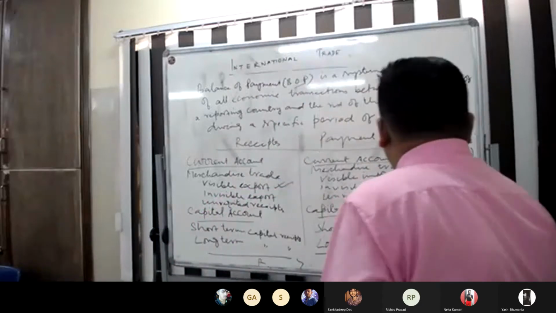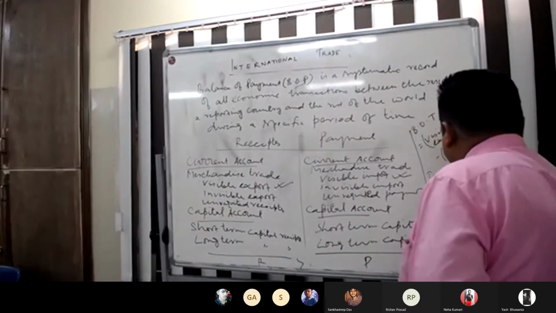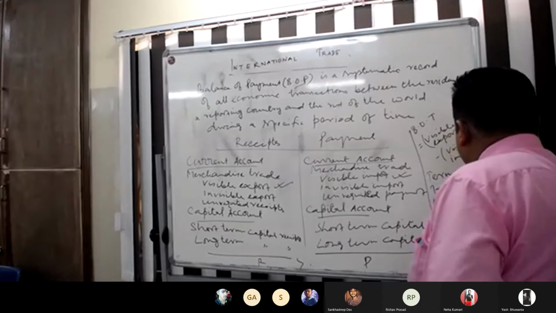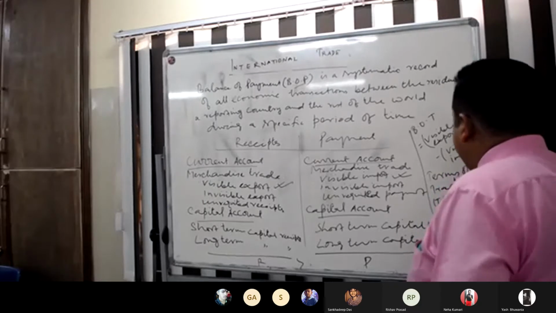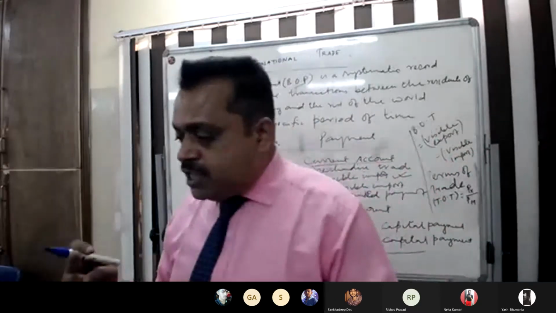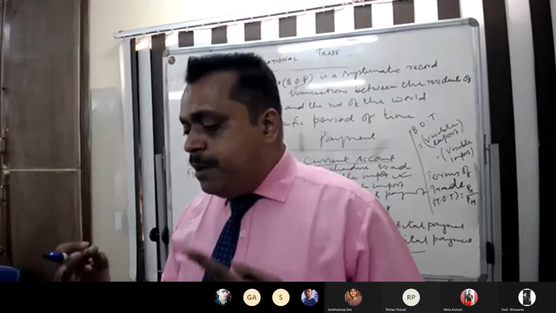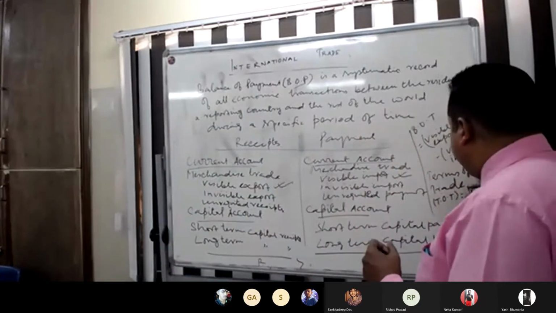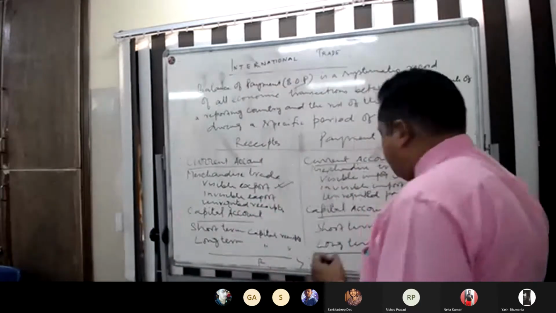That measurement is called terms of trade, TOT. This TOT is calculated as price of export divided by price of import. That means at 1 unit of export, how much commodity can be imported, or at 1 unit of import, how much can be exported. That can be measured by the formula PX by PM, price of export divided by price of import, which is called terms of trade.